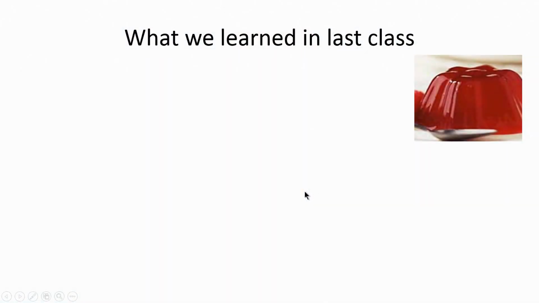Let us do a quick recap of what we learned. We are now discussing hydrogels. We introduced hydrogels in the last class, it is a big topic. Hydrogels are depicted here like a jelly. These are gels that are made up of very hydrophilic polymers and they can absorb a lot of water.